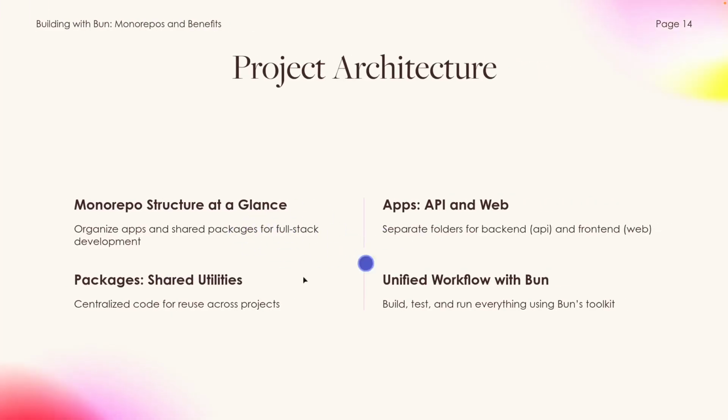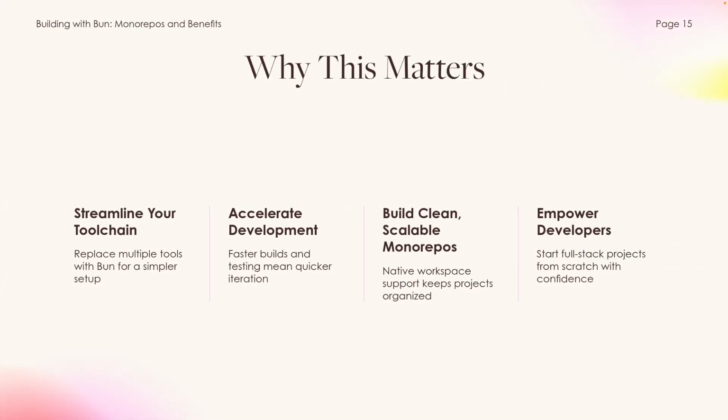Bun structure at a glance. We will have packages. In the workspace, we always have packages where we can put shared utilities, and apps, which can contain backend apps, frontend apps, or any kind of application. So why does this matter? Because it streamlines your toolchain. You don't need to introduce multiple tools, it accelerates development, and builds clean, scalable monorepos. Yeah, because it provides native workspace support, that is really good, and empowers developers.